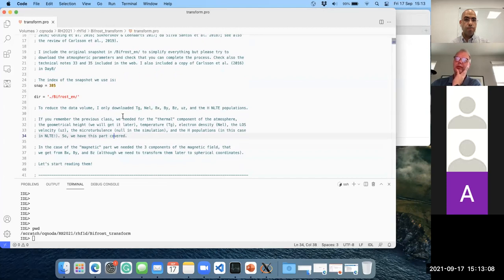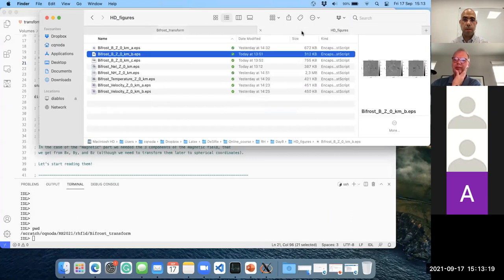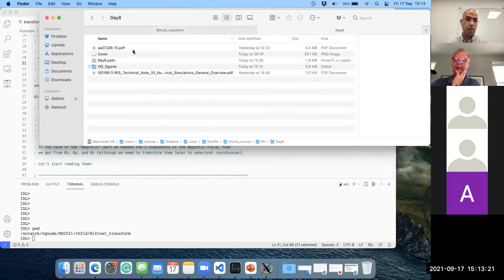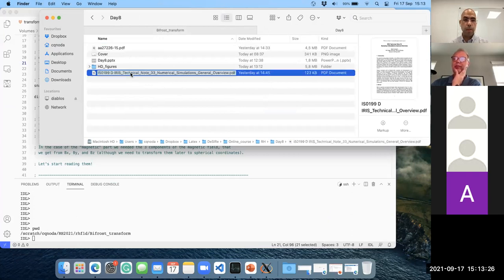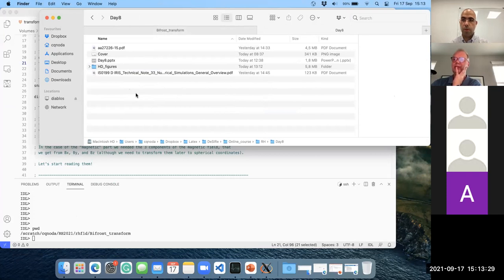Okay, so I also included the paper where they explain the run in the Dropbox folder, so you can check it. Just 1 second. Here, so this is the paper that I was talking about. And also I included the IRIS technical note that is on the web page. You can download it also, and it's good. You can check it and have an overview of how the Bifrost is run and other things, and what is the meaning, for example, of 385 in the name. So it's good if you take a look at that.